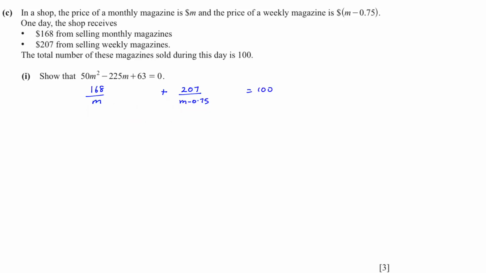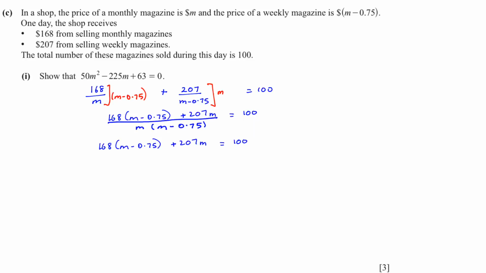It's an algebraic fraction. To solve an algebraic fraction, you need to have a common denominator. Multiply by M minus 0.75, both the numerator and the denominator here, and multiply by M, both the numerator and the denominator here. We have 168 multiplied by M minus 0.75 plus 207 multiplied by M over M bracket M minus 0.75 is equal to 100. Now we'll move the denominator to the other side. It will become multiplication. Therefore, 100 multiplied by M bracket M minus 0.75.